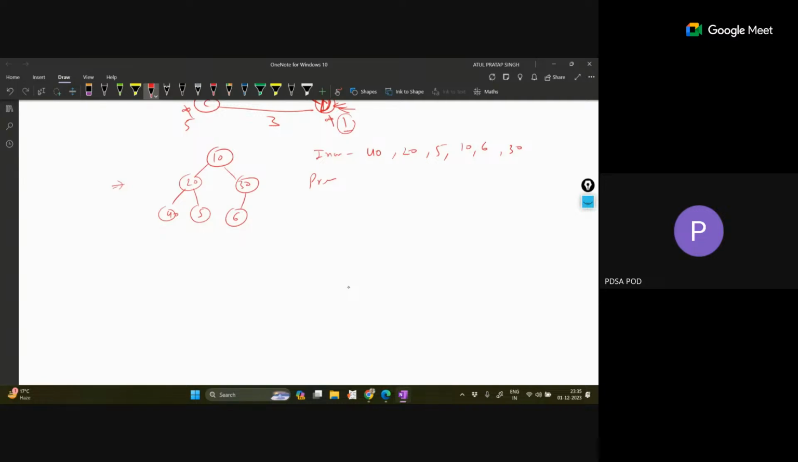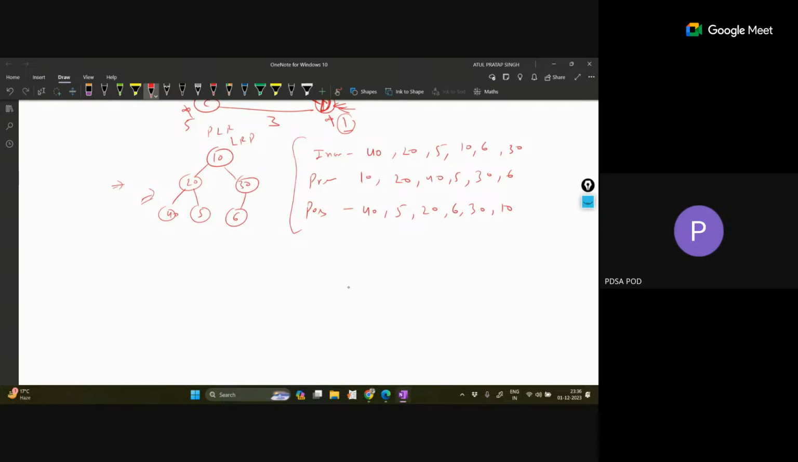Pre-order, if we look at this, is print, left, right. So 10, and then we move to the left, 20, move to 40, and then 5, then come here, 30, and then 6. Post-order is left, right, print. So we move here: 40, then 5, then 20, then 6, then 30, then 10. So I have created these three orders for the given tree.